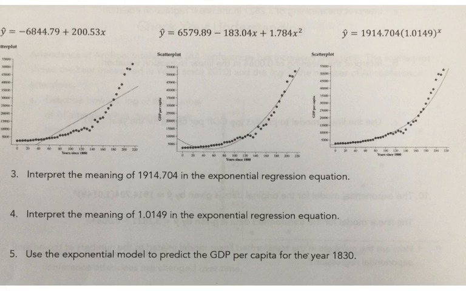Okay, give me the meaning of the 1914.704 in the exponential regression equation. So when we found this line, this exponential of best fit, this is the equation for that exponential. That's the equation, right? So what's this number representing?